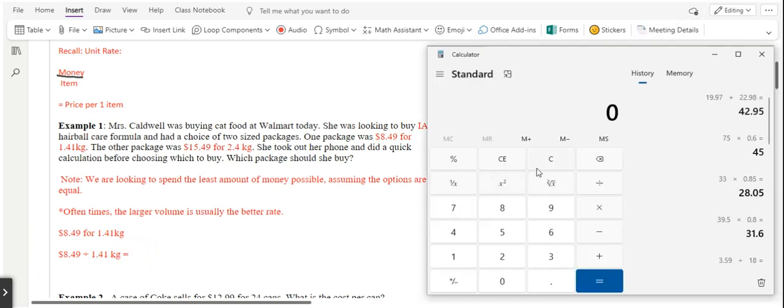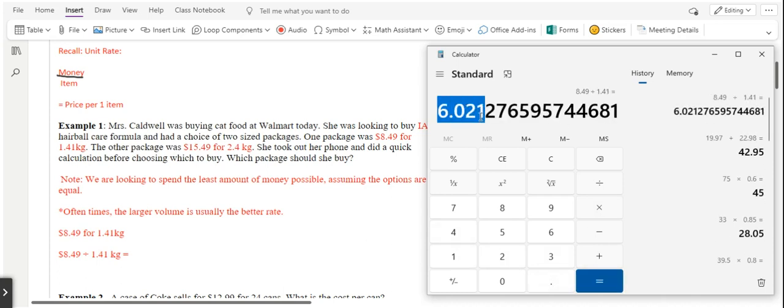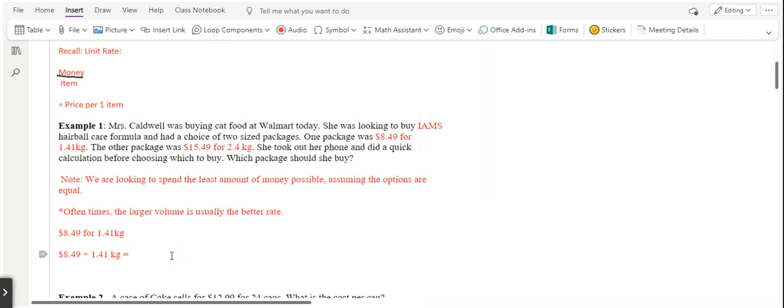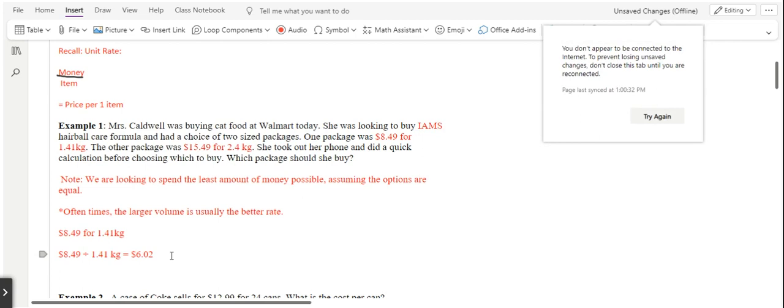And so if we take our 8.49 division sign 1.41, we're going to end up with the 602 number after rounding. Not a very pleasant decimal, but we'll take 2 decimal places because we're dealing in money. So this is $6.02 for 1 kilogram. And so now we want to compare it against the second item to see if this is any cheaper or not.